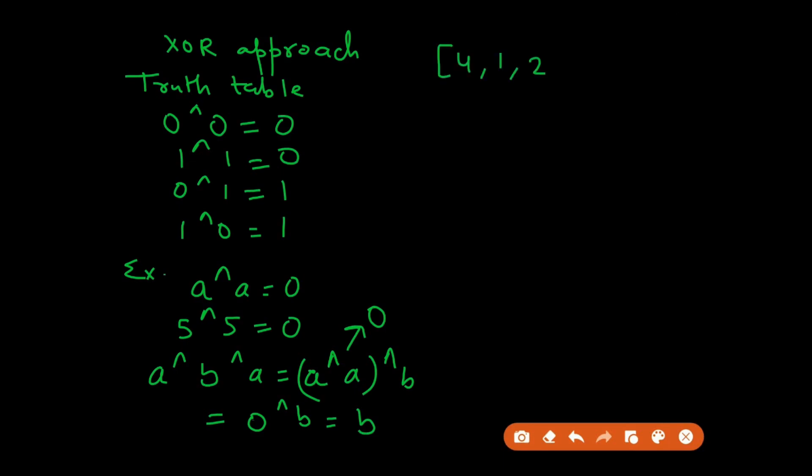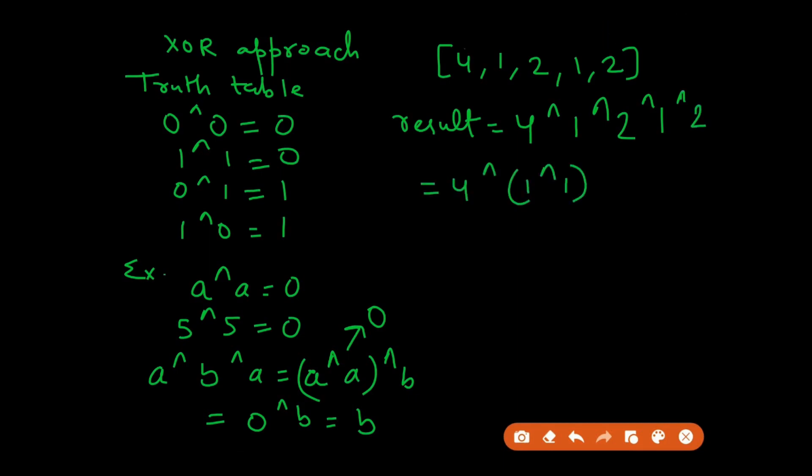So let's take an array 4, 1, 2, 1, 2. So we will take XOR of all the elements in the array starting from the first element. So the first element is 4. So we did 4 XOR. Then moving on to the next element, which is 1. So we will do 4 XOR 1. As the next element is 2, we will do XOR 2. Similarly, we'll take 1. And then the last element, which is 2. So we'll do XOR 2.